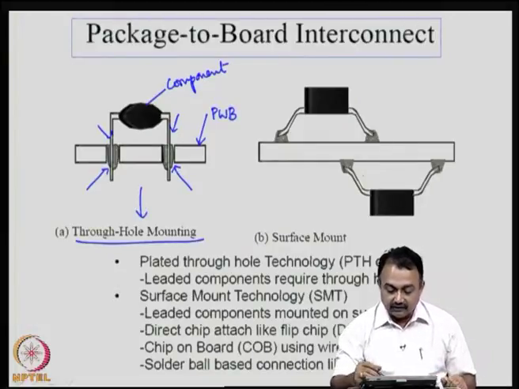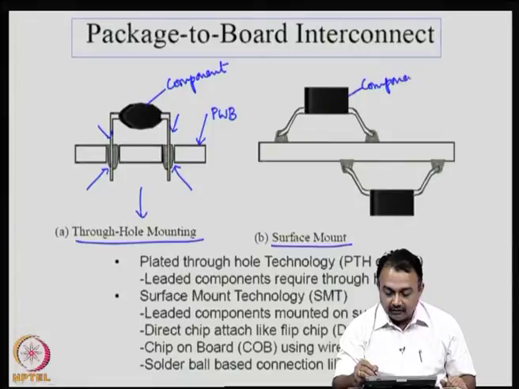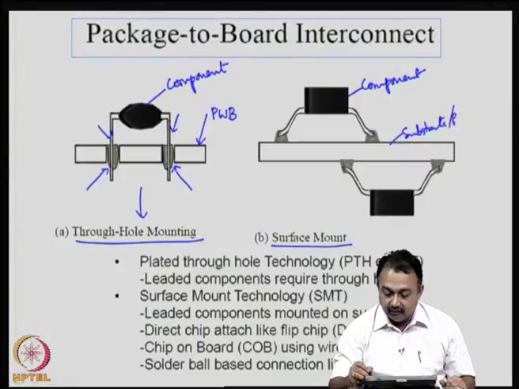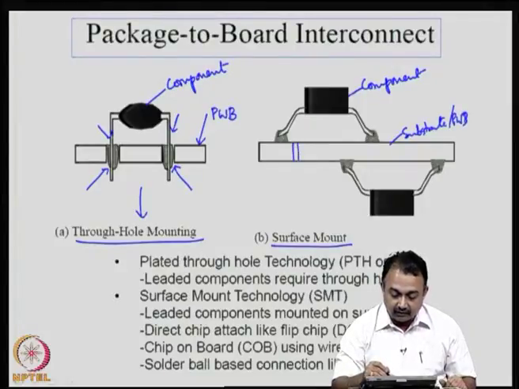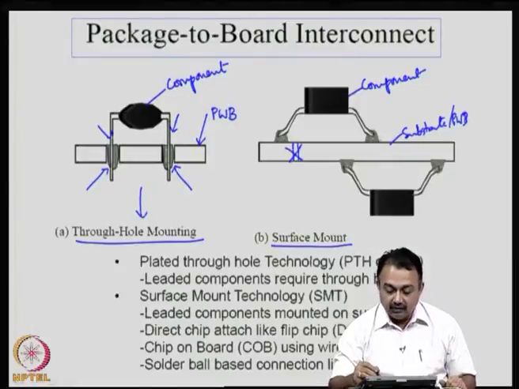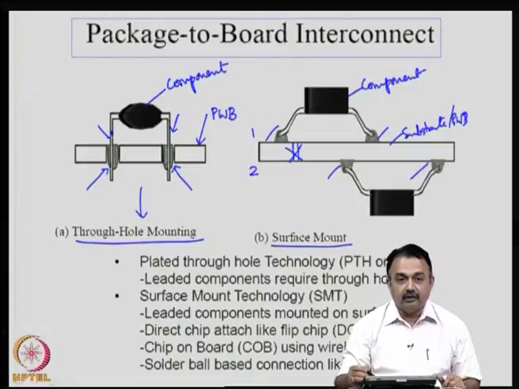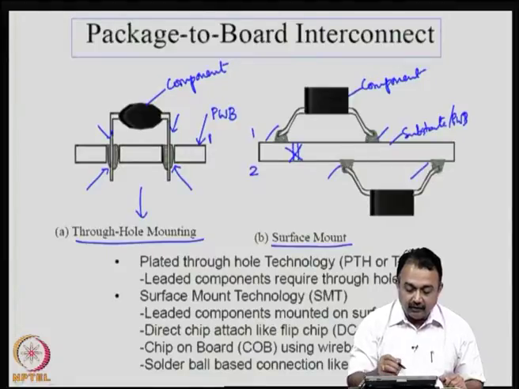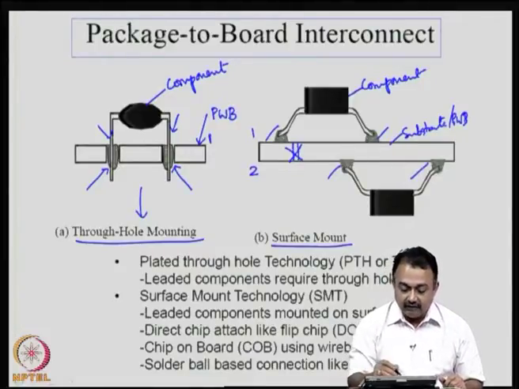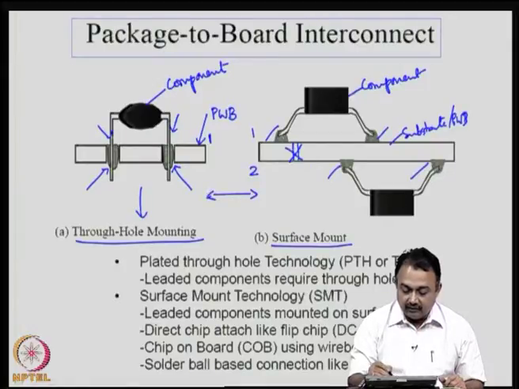And the second one is known as surface mounted interconnect, where the component is mounted on the surface of the substrate, as the name indicates. This is the substrate, or you can call it a printed wiring board. It does not require a through hole connection. The connection is done on the surface, and the components can be assembled on both sides of the board, the first layer as well as the second layer, whereas here typically you can do it only on the first layer. So, this itself indicates that the board density is going to be very high here compared to this one.